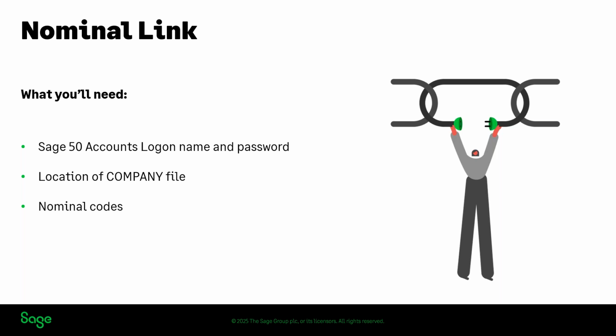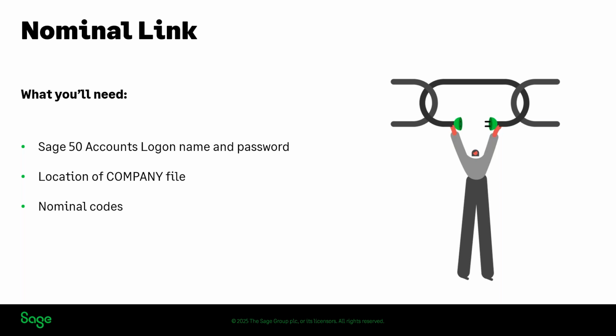Now, you'll also need to know the location of your company file. Your company file, as far as accounts is concerned, tells your accounts software where your accounts data is held. That might be locally on your PC, or it might be on a network drive. You need to tell your nominal link where that company file is. Again, if you want detailed information on that, you will find how to find that location in our help center. But again, Duncan's going to cover that as he runs through the setup.